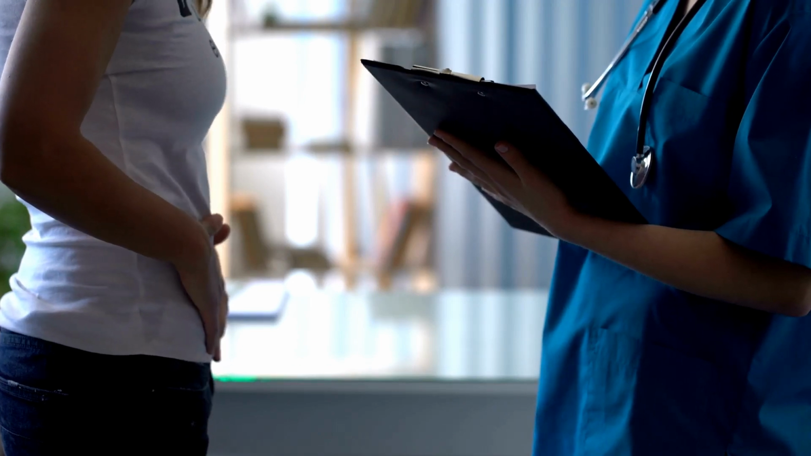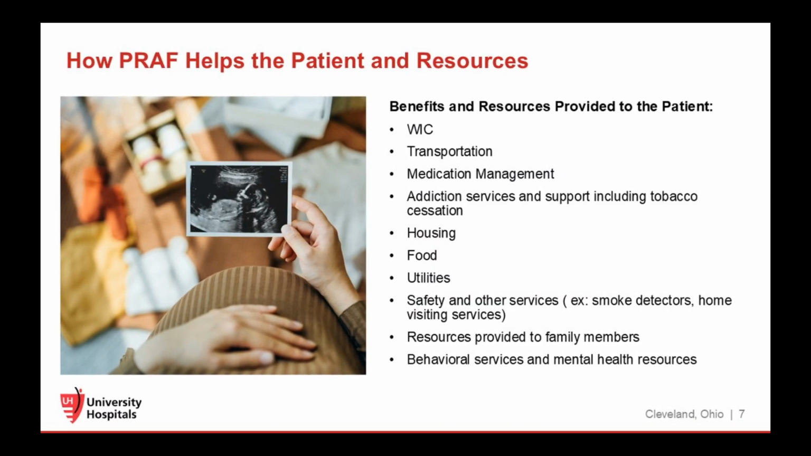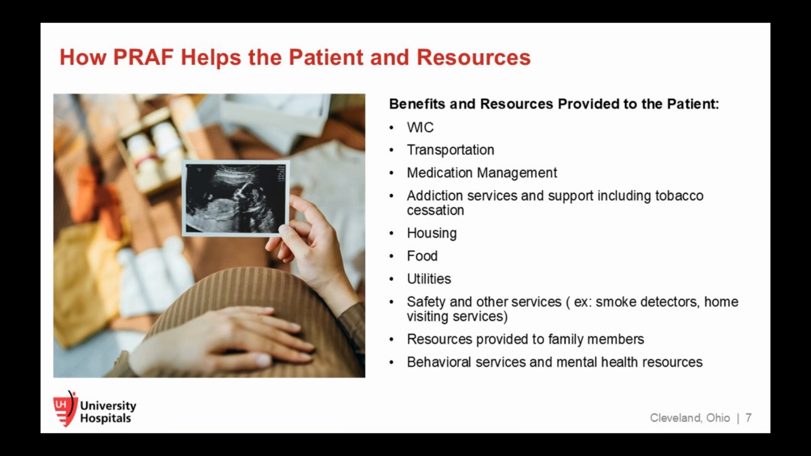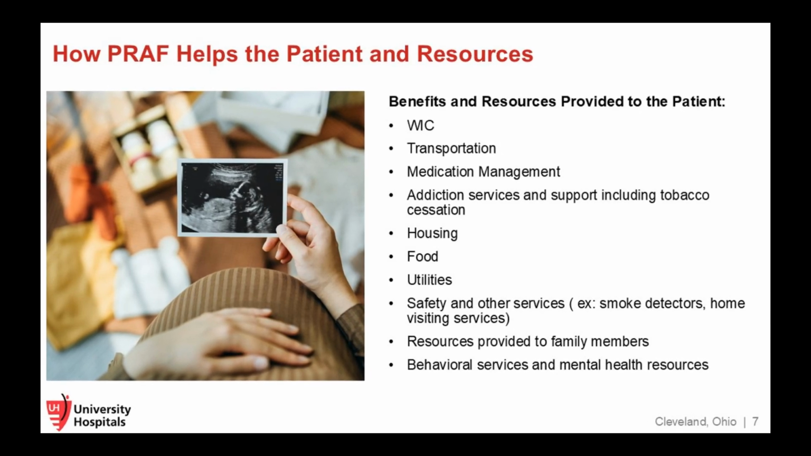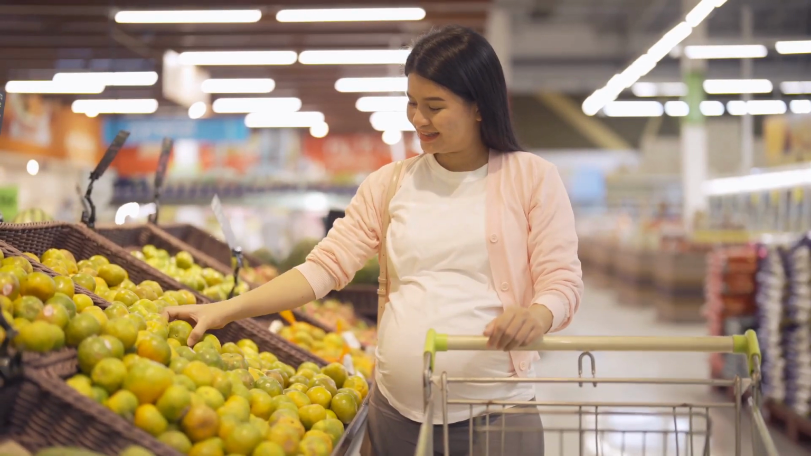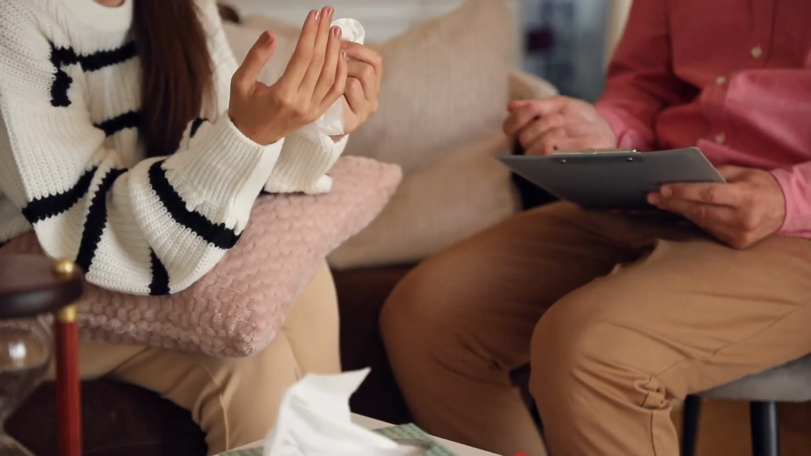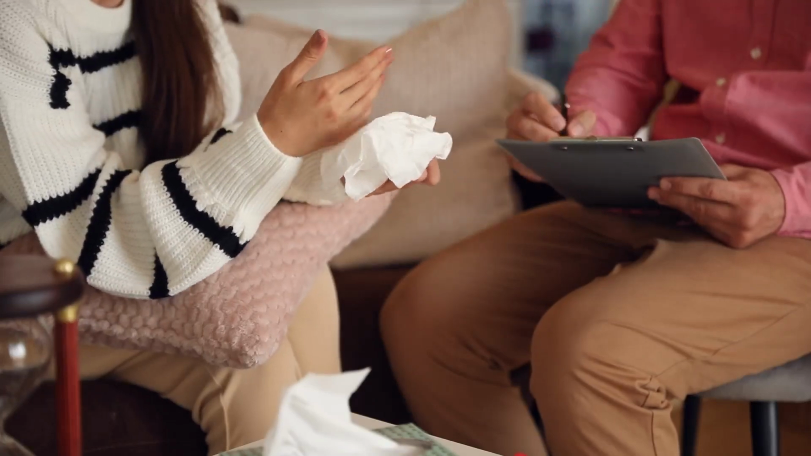The PRAF connects patients to vital resources including WIC, transportation, medication management, addiction services and support, including tobacco cessation, housing, food and utilities support, safety resources such as smoke detectors, home visiting services, and behavioral and mental health services.